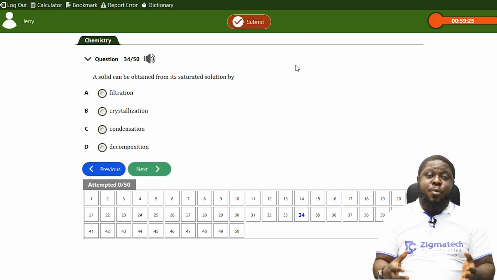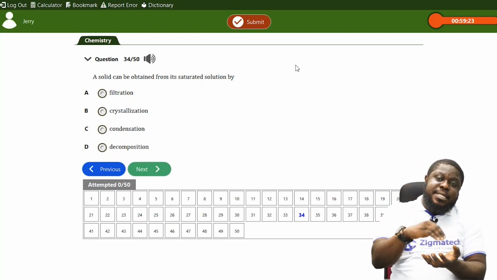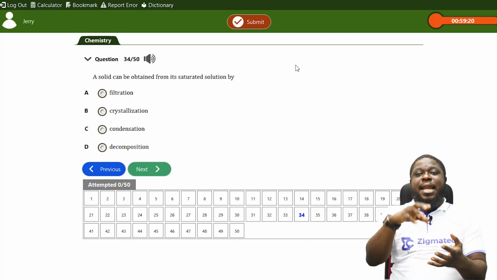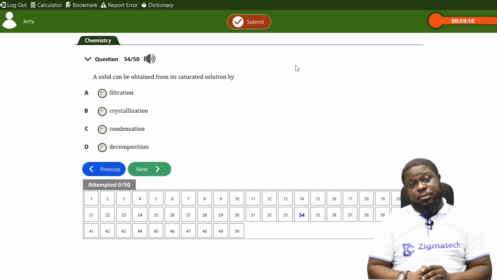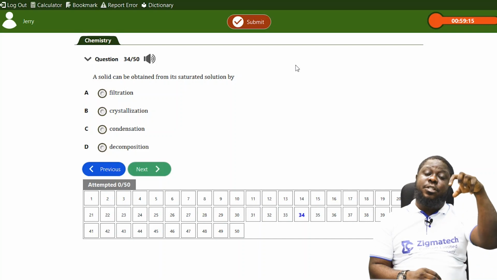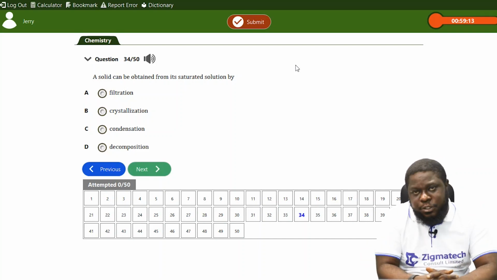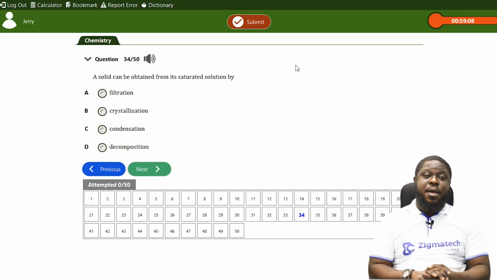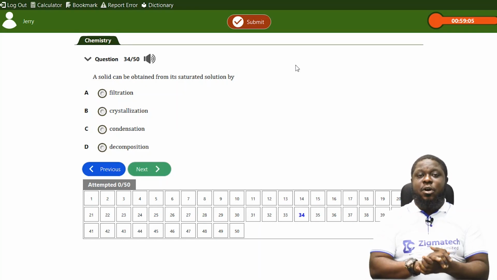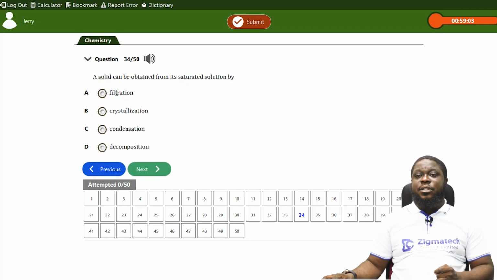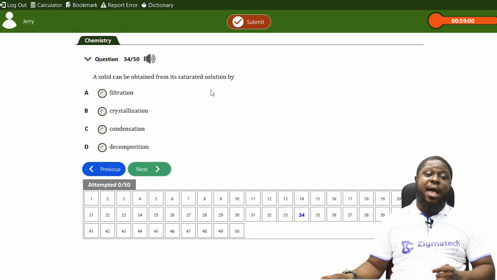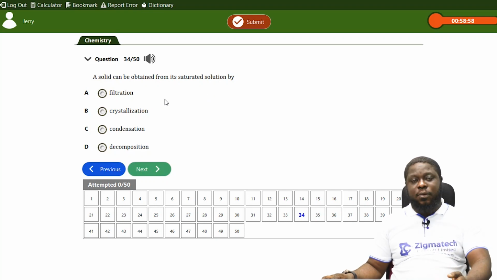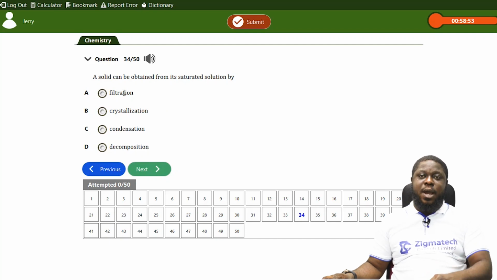I even showed it to you practically that the sand remained in the filter paper while the liquid went into the bottle. Why? Because the sand did not dissolve. It becomes a heterogeneous mixture. So filtration can be used in the separation of heterogeneous mixtures. So filtration is the answer, because the solid can be obtained from its saturated solution by filtration. The solid remained on the filter paper while the liquid passed through. So the answer is filtration.